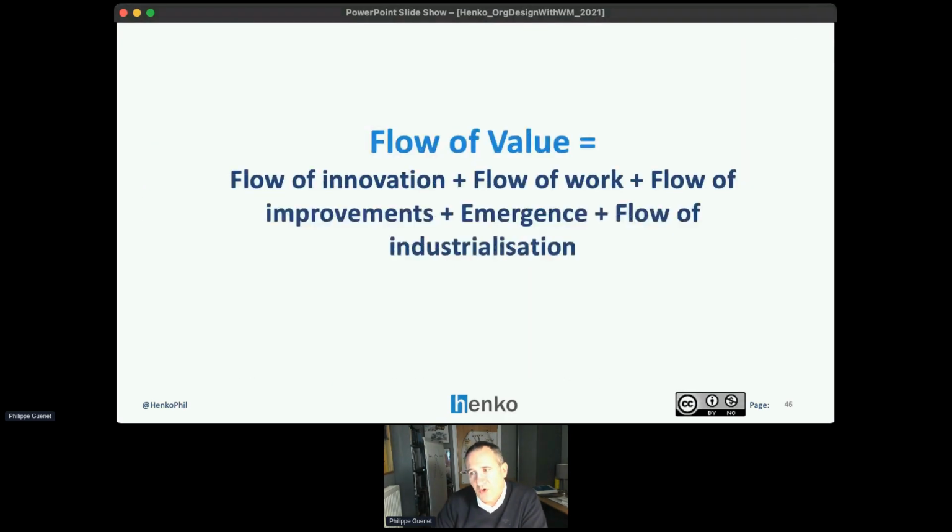So the flow of value really is that flow of innovation, the flow of the work, the flow of the improvements, the emergence, and the flow of industrialization, all brought together. And we confuse very often flowing the work and flowing value. Flowing value is a lot more than just flowing the work, and that's the key message.